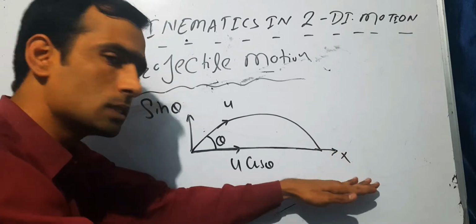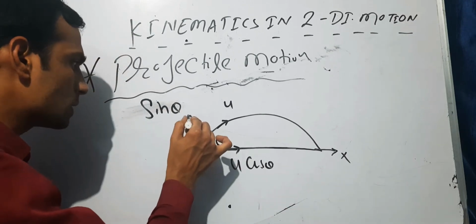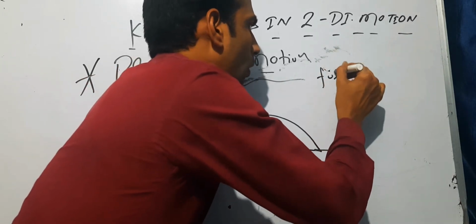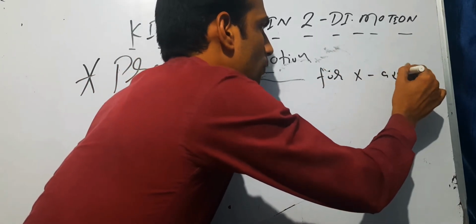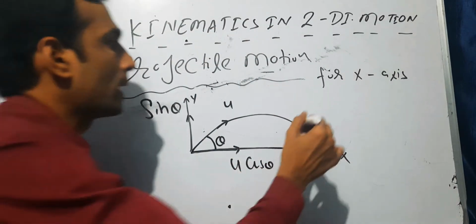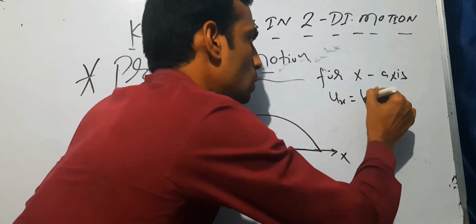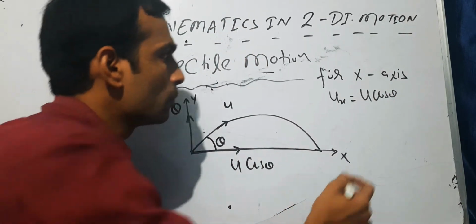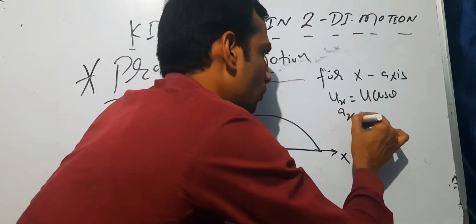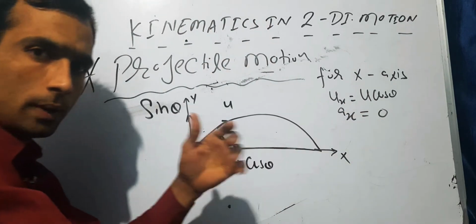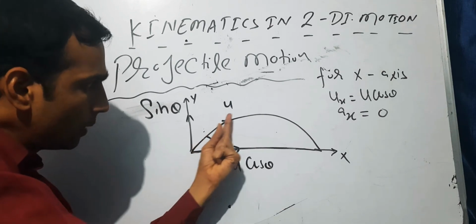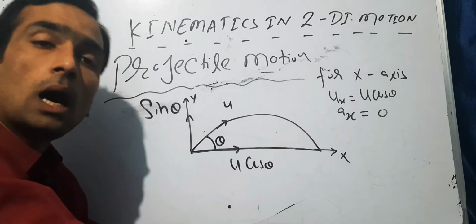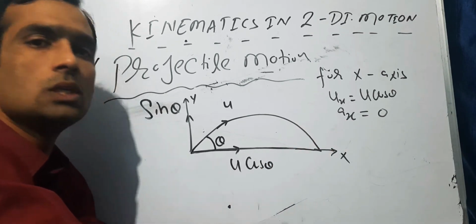This is along the x-axis, and for the vertical direction I'll call it the y-axis. So for the x-axis, ux means u cos theta, or you can say the velocity along the x-axis. The acceleration of the particle along the x-axis is 0, because you know very well that in this path, only u sin theta changes. U cos theta remains constant. Hence the acceleration along the x-axis is 0.